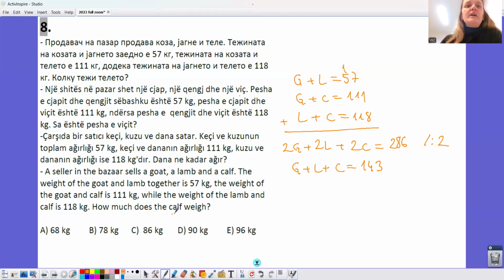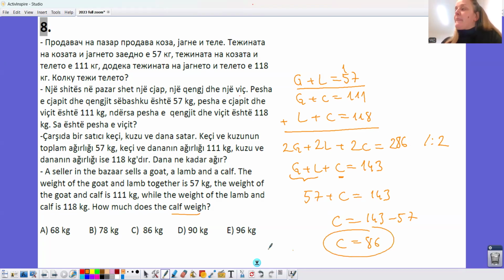We are looking for the calf, so I need this one. Do I have G plus L? I have it here, it's given. So I will write 57 plus C is equal to 143. So C is equal to 143 minus 57. So C is equal to 86, which is the answer C.